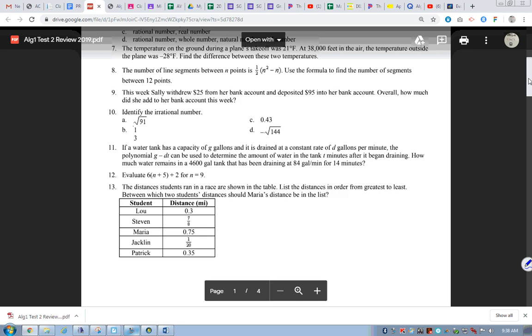All right? And this B here is kind of confusing. I don't know if that was supposed to be a 13 or what, but neither 1 nor 3 are irrational. 0.43 is a decimal that ends. The square root of 144 is 12, so this is just coming off as negative 12, which is not irrational. 1, it's not a decimal.